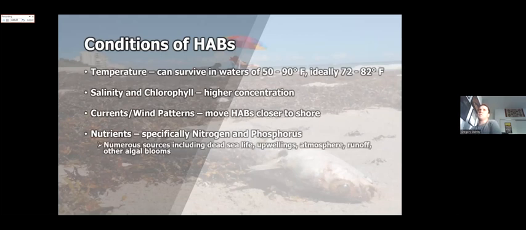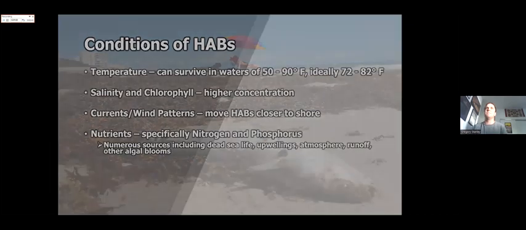There are numerous sources where we can obtain nitrogen and phosphorus, including dead sea life. As it decays, it releases nitrogen and phosphorus. Upwelling, so nutrient-rich waters coming from the ocean bottom. Atmosphere, including fixated nitrogen. Runoff from different facilities in agriculture, as well as other algal blooms. So non-threatening algal blooms have nitrogen and phosphorus that an HAB can consume and absorb the nutrients from.